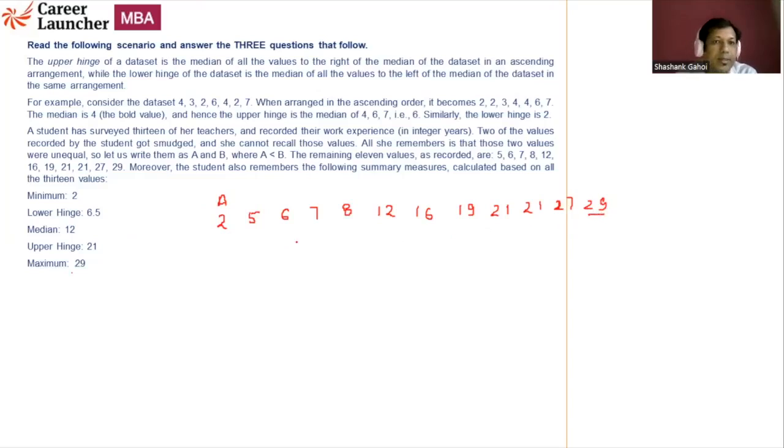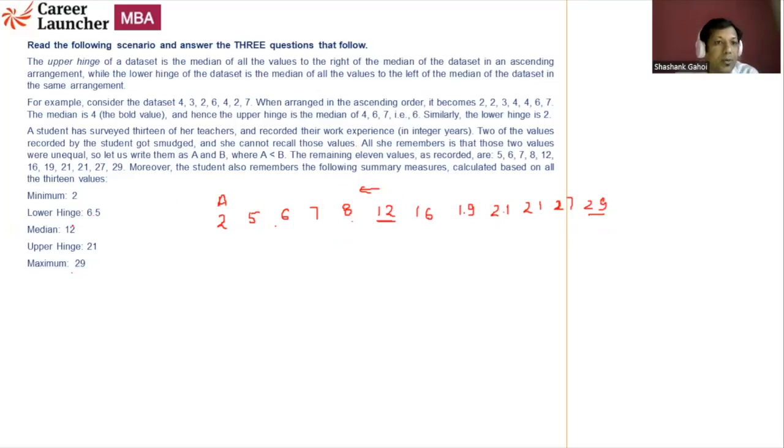We have it. Median is 12. So out of 13 values, the median is going to be the 7th value. And the median is 12 means this 12 is the median. So 1, 2, 3, 4, 5, 6. 6 values are there on the right hand side. So 6 values should be on the left hand side. 1, 2, 3, 4, 5. It means B should be lying on the left hand side of the 12. So I can conclude that B cannot be greater than 12. It can be equal to 12. It should be less than 12.